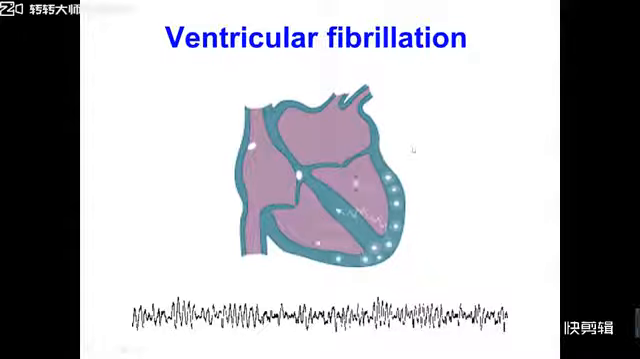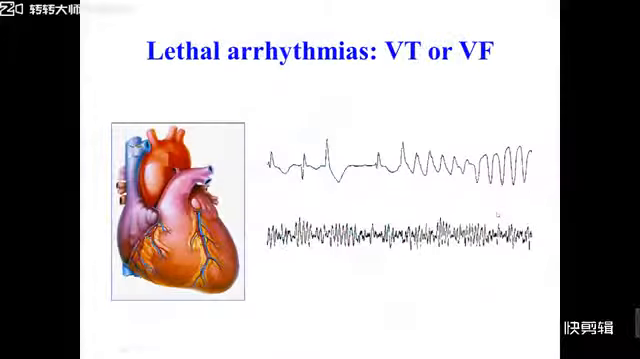With this ventricular fibrillation, the death rate is nearly more than 60%. So it is the most dangerous. And this one is the ventricular tachycardia ECG, and this is very fast. It is the ventricular fibrillation ECG.